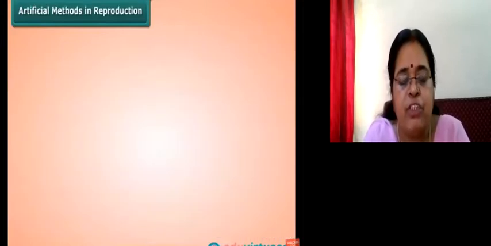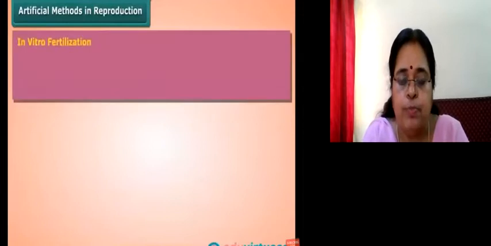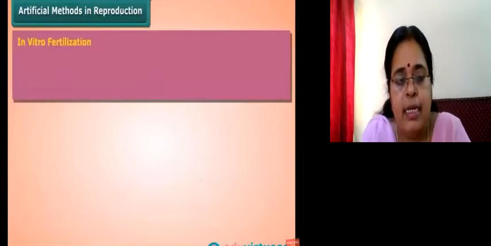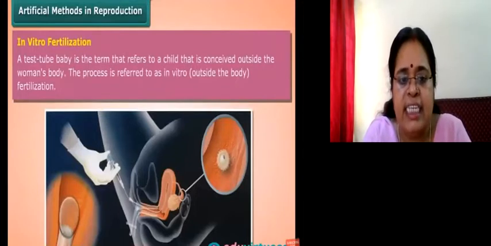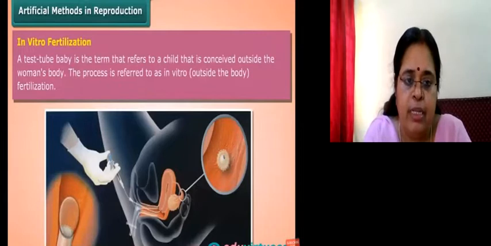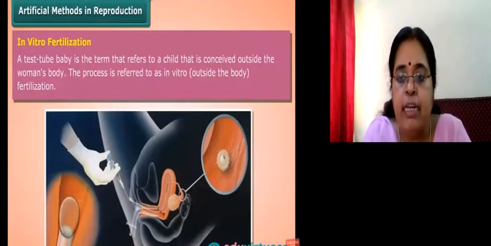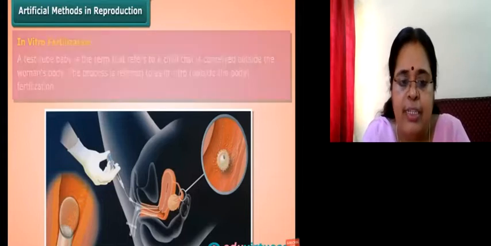Now, there are some artificial methods in reproduction also. What is that? Let us learn about in vitro fertilization. What is it? It is the birth of a test tube baby. It is a term that refers to a child that is conceived outside the woman's body. This process is called in vitro fertilization, meaning outside the body fertilization is occurring.